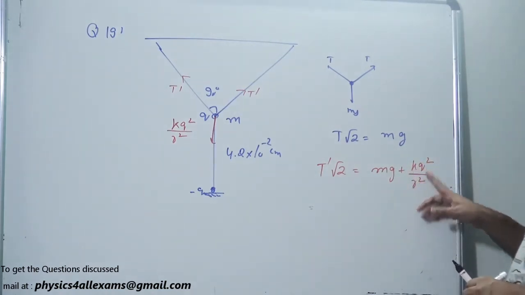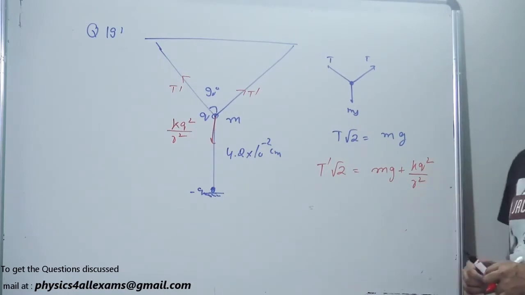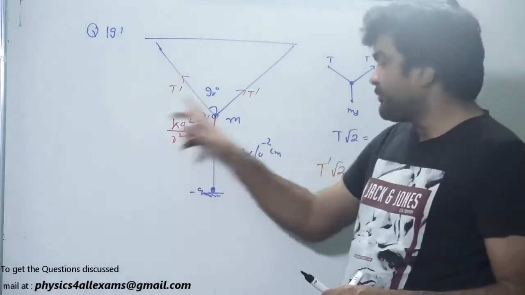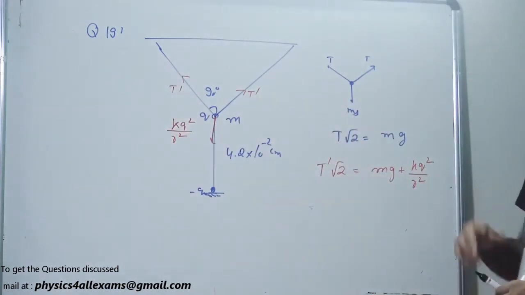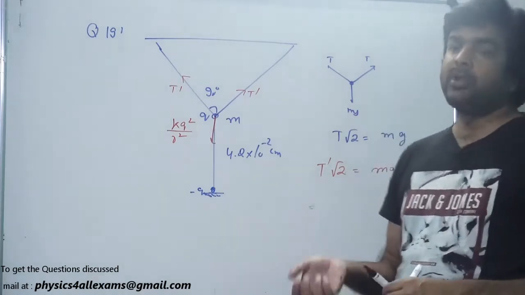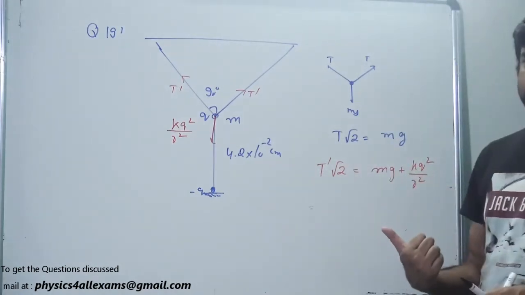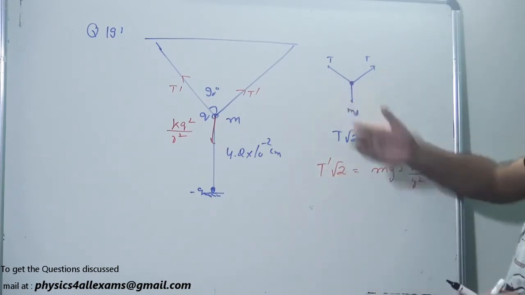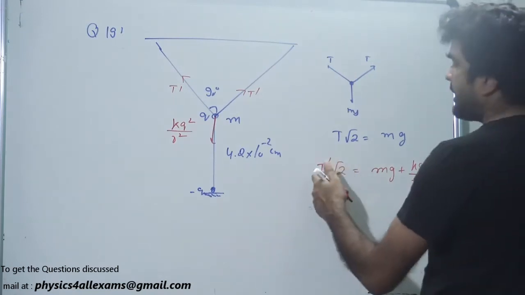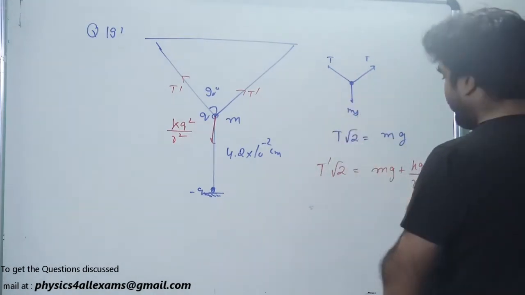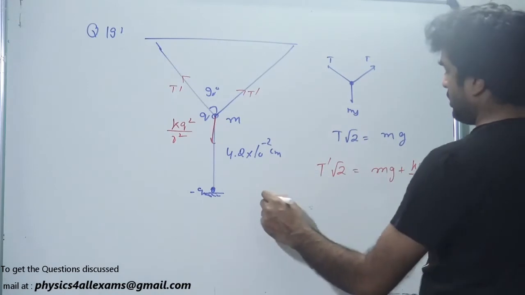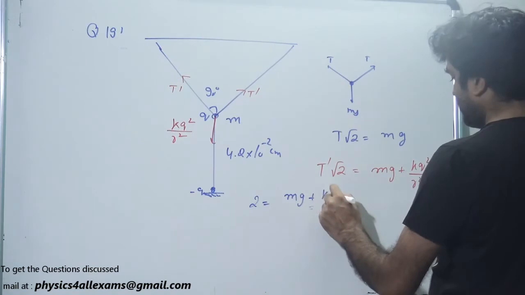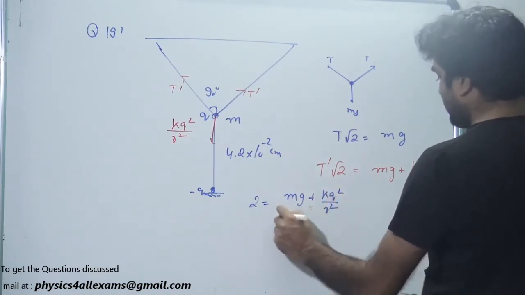r is known here, k is known here, charge is unknown. But it is given that T dash is 2 times T. We are not interested in finding the tension, we are interested in finding the charge q. What can we do? We can simply divide this equation by this equation, and with T dash equal to 2T, root 2 will cancel, and 2 becomes equal to (mg plus kq square by r square) upon mg.